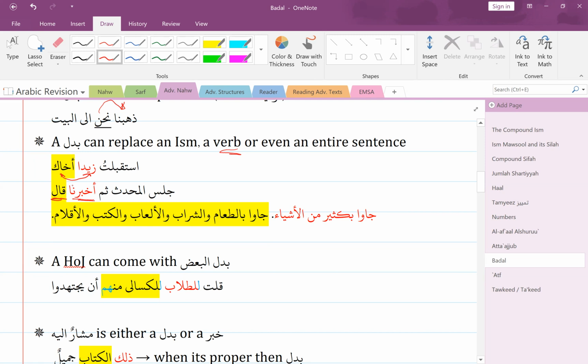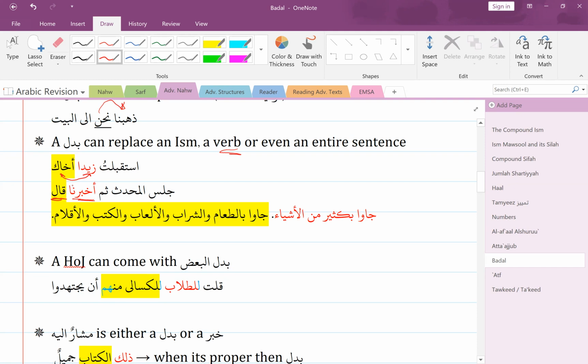And then you can even replace an entire sentence. So for example, جاءوا بكثير من الأشياء. They brought a lot of things. I can replace that entire sentence by actually listing down what they brought. So I say جاءوا بالطعام والشراب والألعاب والكتب والأقلام. They brought food and drinks and games and books and pens.